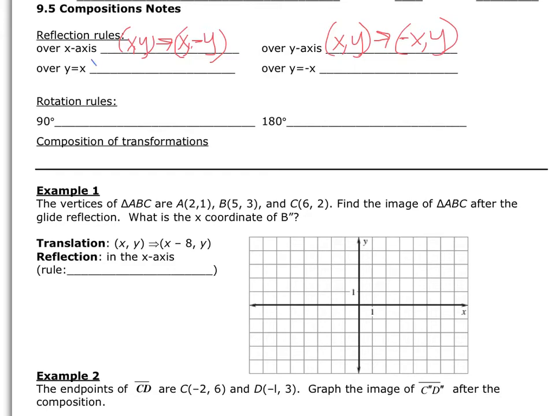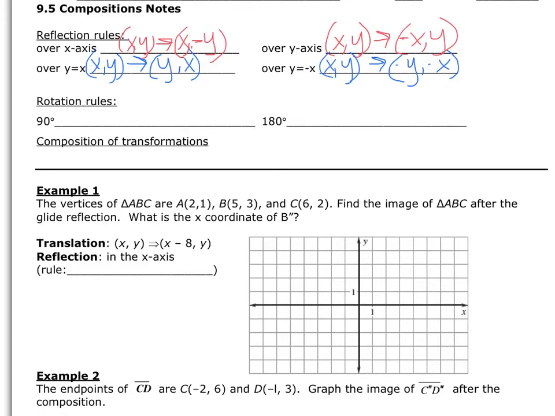If you're going over the parent function, y equals x, your x and y flip. And if you're going over the opposite of the parent function, y equals negative x, you do the same thing, but take the opposite of each. So those are our reflection rules.